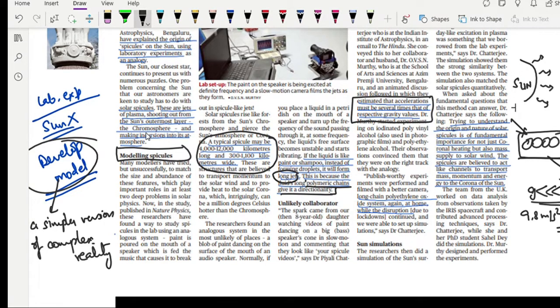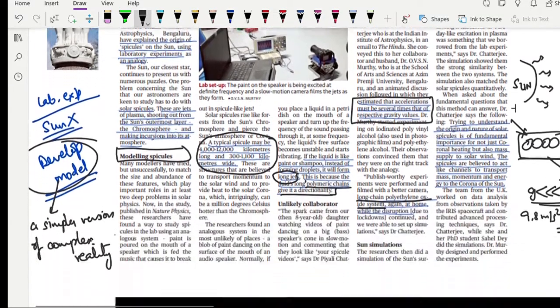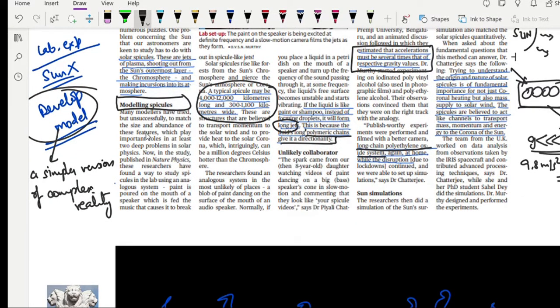You understand this? Okay. And in paint, what is a long chain polyethylene oxide system? Again, these are things describing how they have reached there. Now what is the benefit? Trying to understand the origin and nature of solar spicules is of fundamental importance, not just for coronal heating but also for mass supply to the solar wind. Okay, you understand what is solar wind?